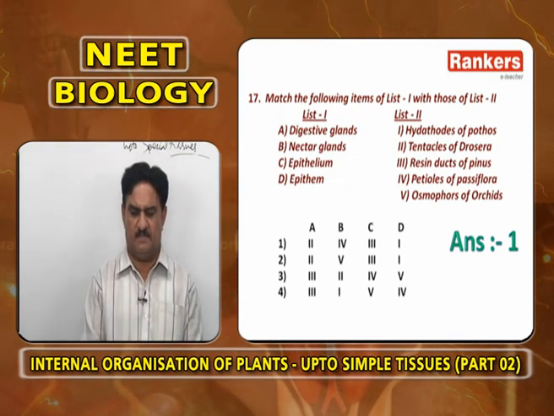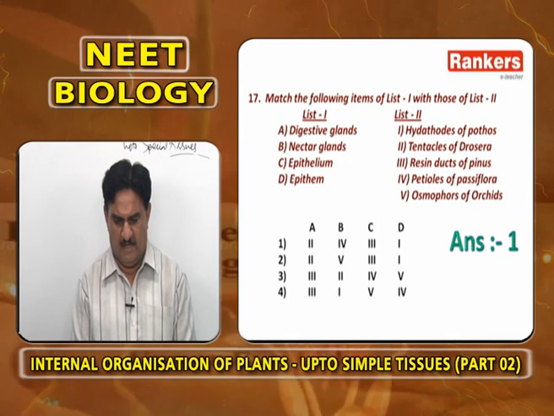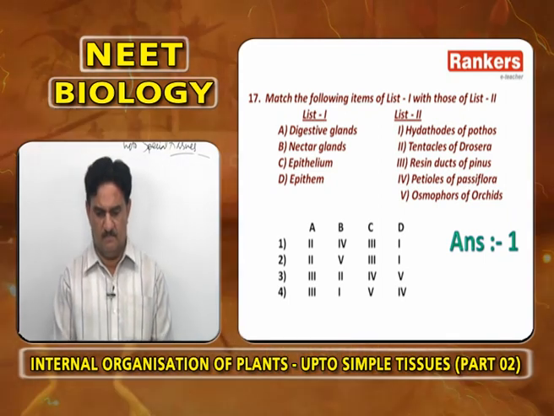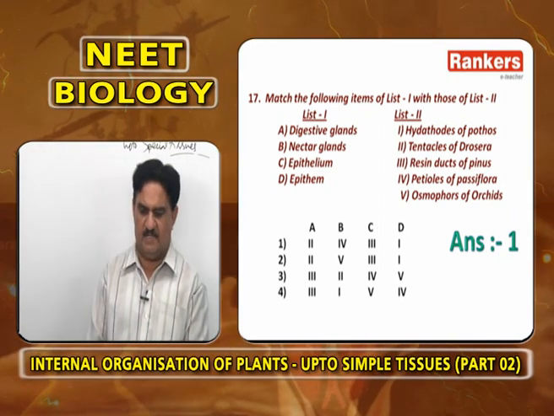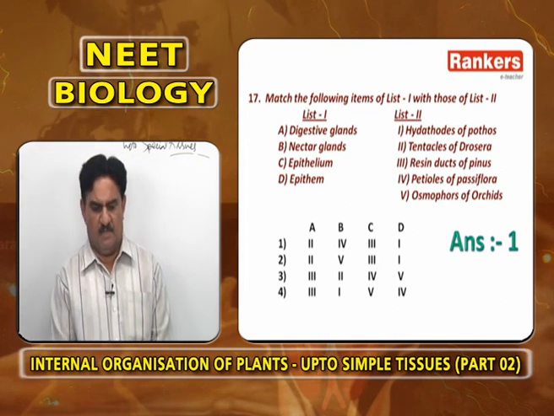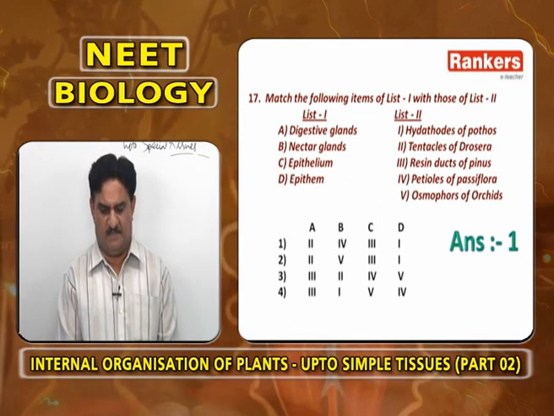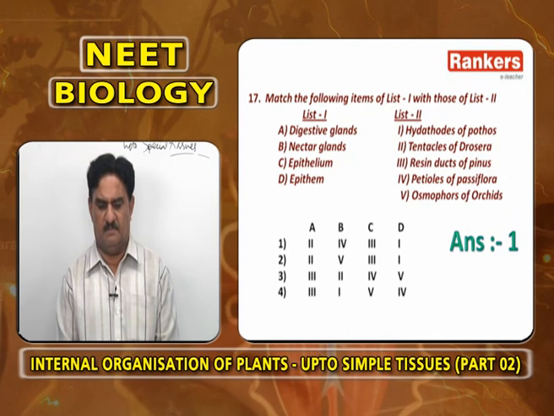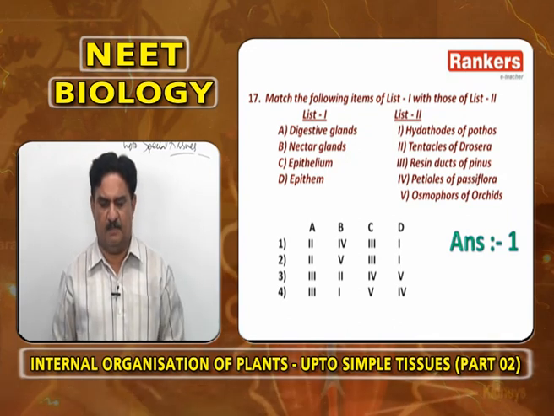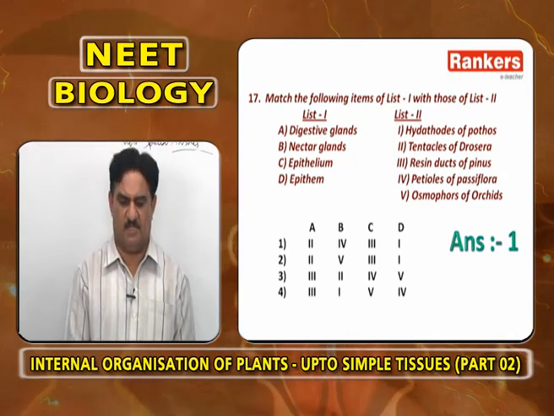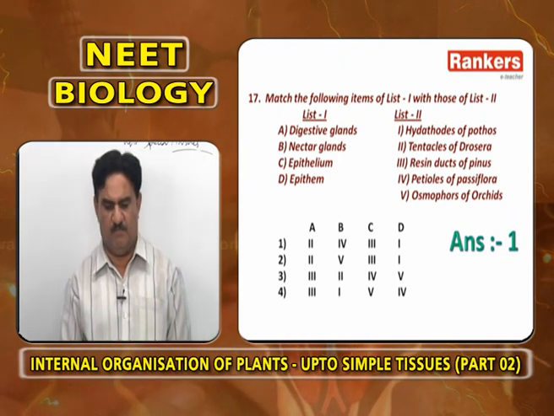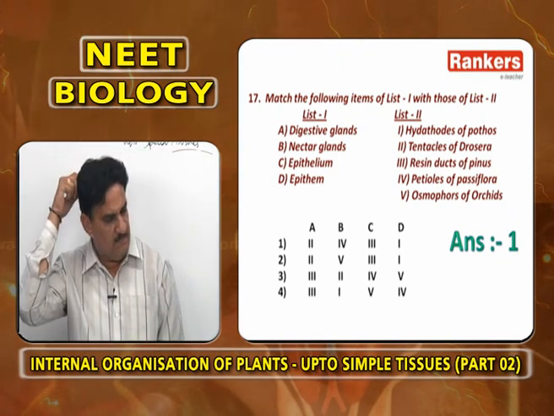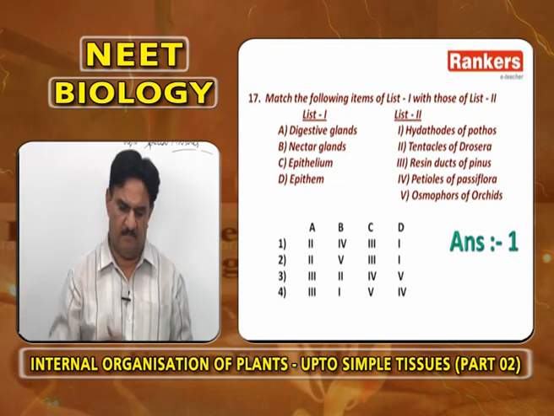So digestive glands, tentacles of drosera; nectary glands, petioles of passiflora; epithelium, resin ducts of pinus; epithem, hydathodes of pothos. So the answer is A3, B4, A2, B4, C3, D1.